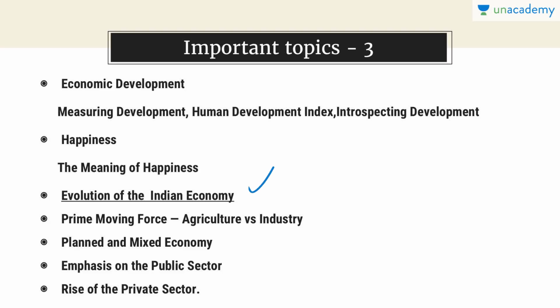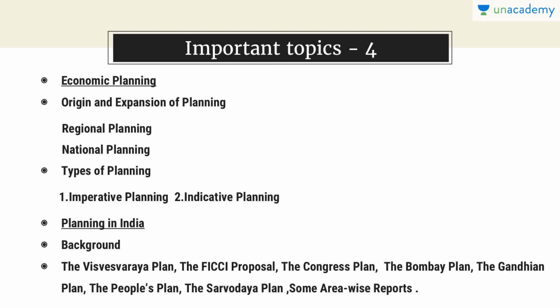Then evolution of the Indian economy. Then the prime moving force, agriculture versus industry. Then planned and mixed economy, again a very important topic. Then emphasis on the public sector. Then rise of the private sector, especially in the last 25-26 years. Then economic planning, origin and expansion of planning, regional planning, national planning. Then types of planning, imperative planning, indicative planning. Now these are the important plans: Visvesvaraya plan, Bombay plan, Gandhian plan, People's plan. These are important plans which you need to understand.